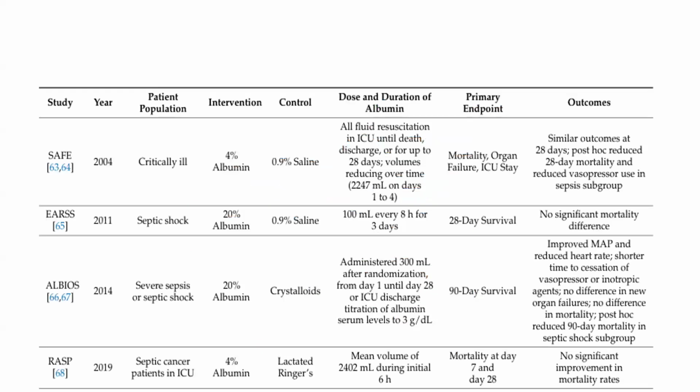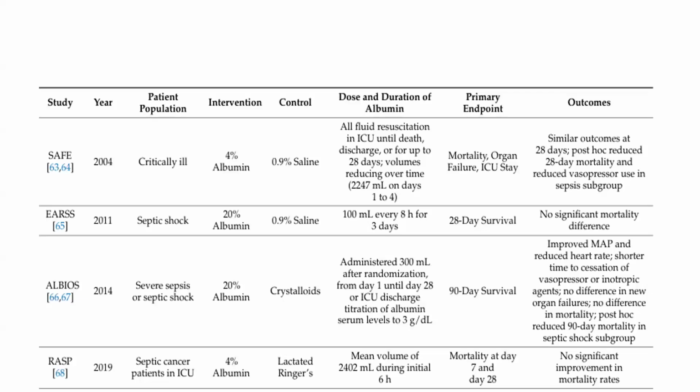These are the studies which were published in the context of albumin. The first was the SAFE study, published in 2004, which compared 4% albumin and 0.9% saline, and it showed similar outcomes in terms of mortality, organ failure, and ICU length of stay. It showed reduced 28-day mortality and reduced vasopressor use in septic patients. So according to the SAFE study, albumin was useful in patients with sepsis, but not in trauma patients.